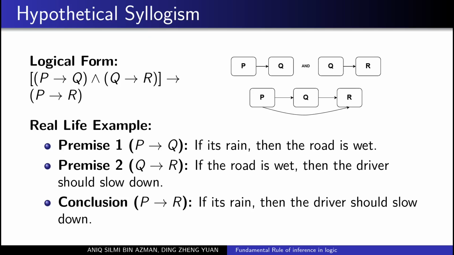Here is how this rule works in real life. We have an implication: if it rains, then the road is wet. And the second premise is: if the road is wet, then the driver should slow down. The conclusion is: if it rains, then the driver should slow down.